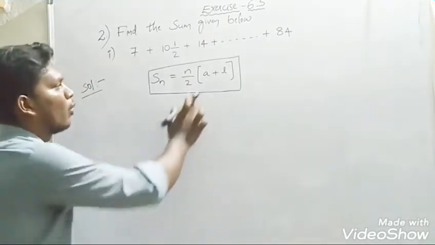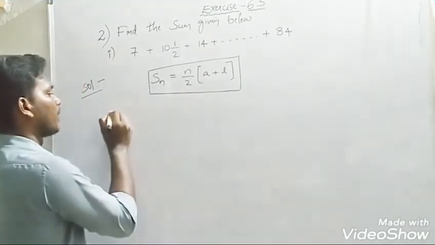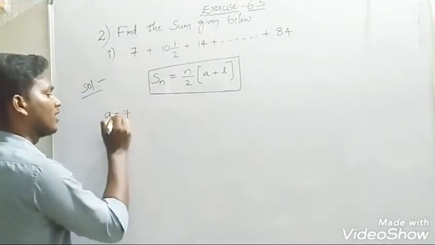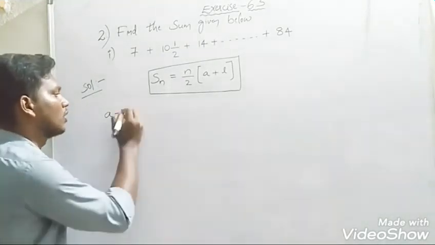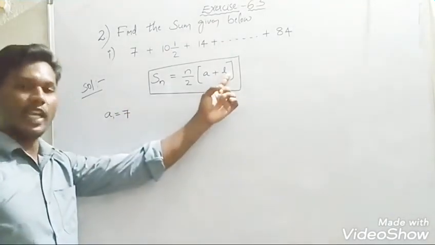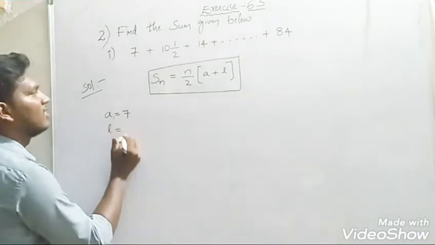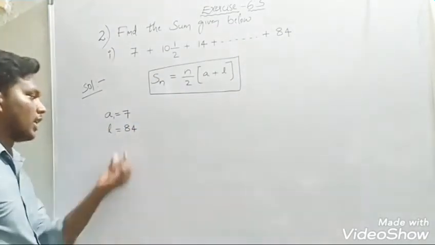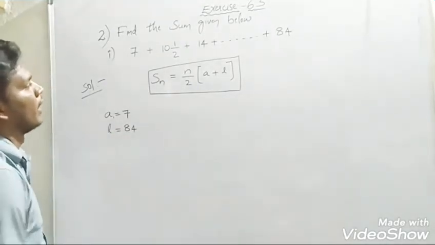Okay, friends? Here what is a, friends? a is the first term, right? Here the first term is 7. a or a1, both are equal. So I am writing a1 is equal to 7. Here what is l, friends? l is the last term. So the last term l is equal to 84. Okay, friends? Last term l is equal to 84.